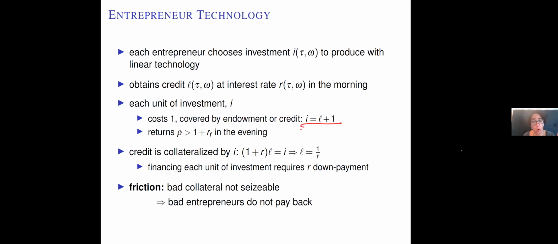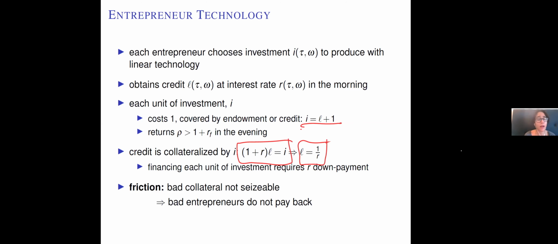Then, importantly, credit is collateralized, and it has to be collateralized by the investment. What does that mean? That means the amount of payback for the credit, which is (1 + R) times L, has to be covered by the investment. What that implies is that financing each unit of investment requires R down payment. So for each agent to borrow 1 unit, it has to give R units as down payment. So what does that imply?